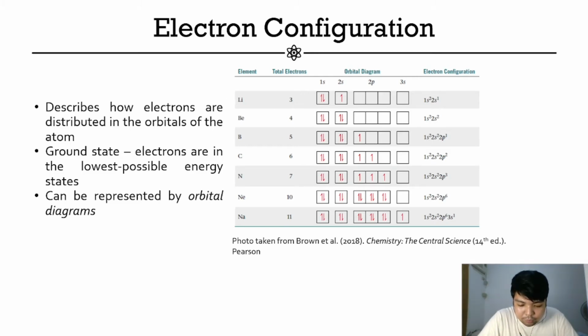Now, the half-headed arrow pointing upward indicates that the spin quantum number of that electron is positive 1/2. If it's pointing downward, that means its spin quantum number is negative 1/2 by convention.